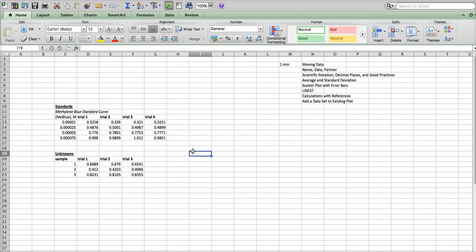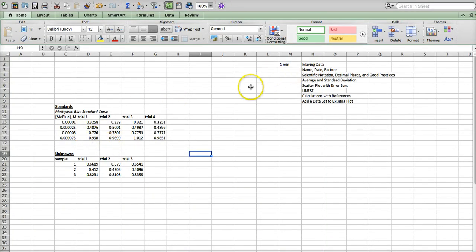So this comes in handy if you're doing some extensive calculations and you forgot to add a trial and you need to move 2 columns over, right, to make an extra column there. That's a good way to do that, just for organization's sake, without breaking up your references in your calculations, which we'll talk about in a minute.